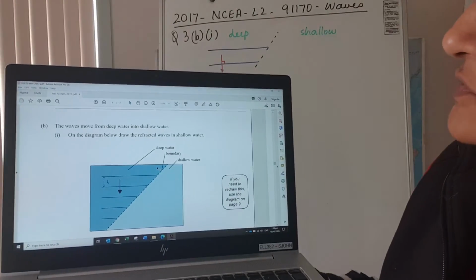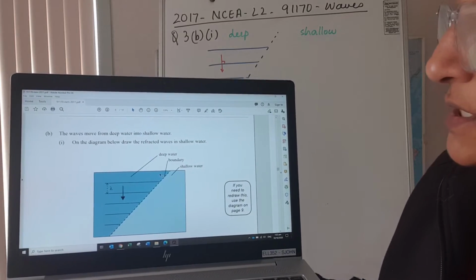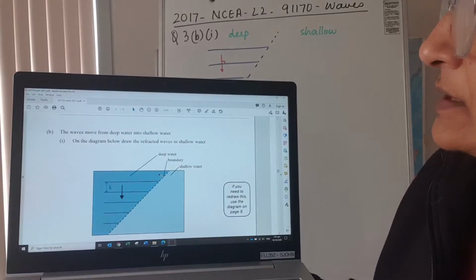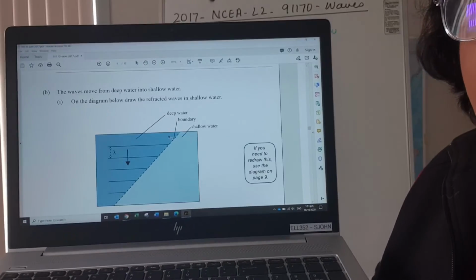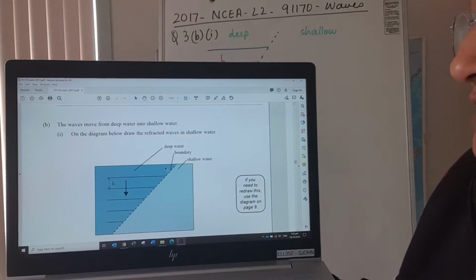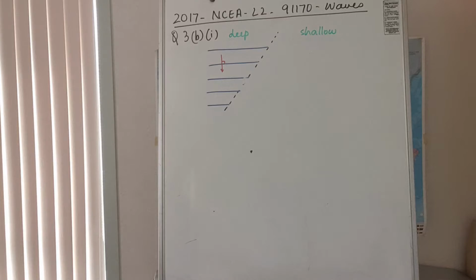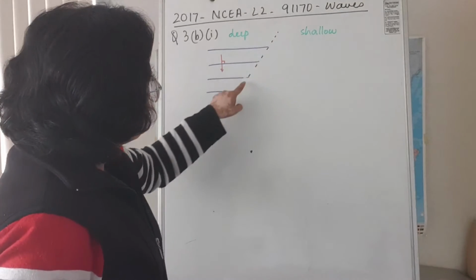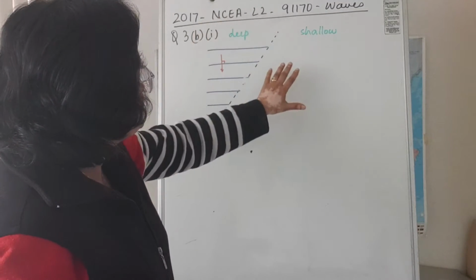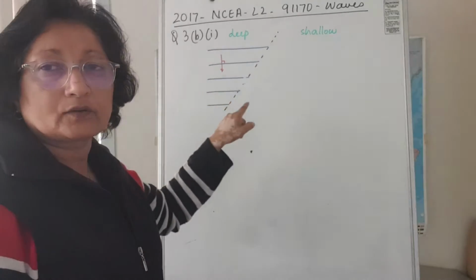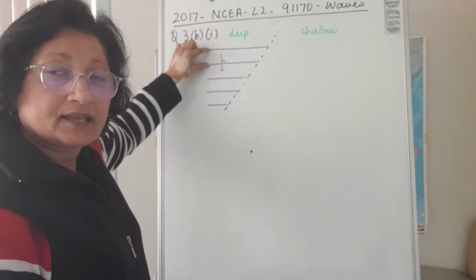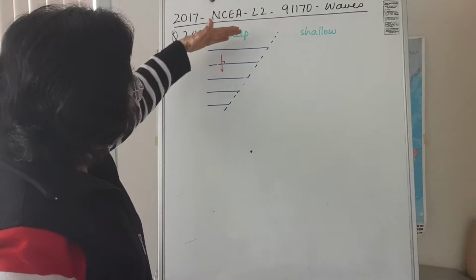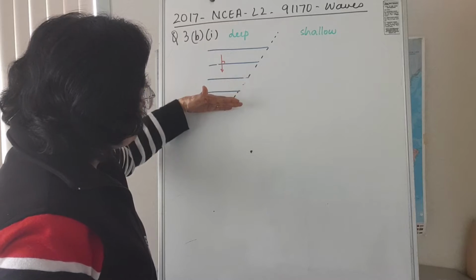It says the waves move from deep water into shallow water. On the diagram below, draw the refracted waves in shallow water. I've replicated the diagram on my whiteboard and I'll talk you through how to draw this. The dotted line indicates the boundary between deep and shallow. The blue lines are the wavefronts, and the distance from one blue line to the other is a wavelength. The red line indicates the direction in which the waves are moving.